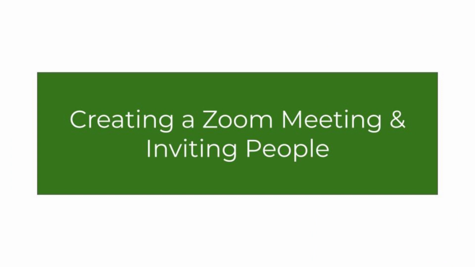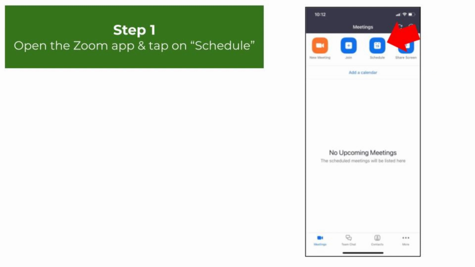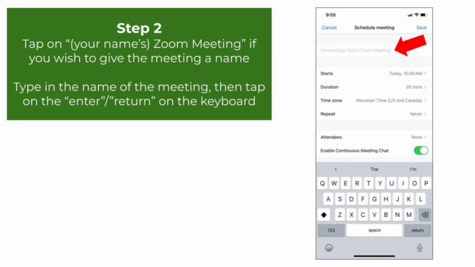Next, we will learn how to create your own Zoom meeting and invite people. First, open the Zoom app and tap on Schedule, located next to the calendar icon at the top of the screen. This will bring up a menu that allows you to input all the details related to your meeting. If you would like to change the name of the meeting, tap on Your Name's Zoom Meeting, then type in the name of the meeting. Then, tap on Enter or Return on the keyboard.